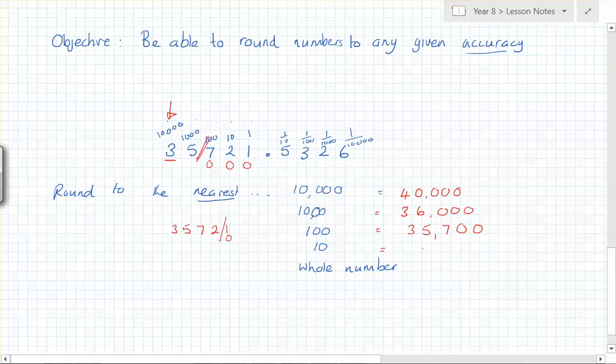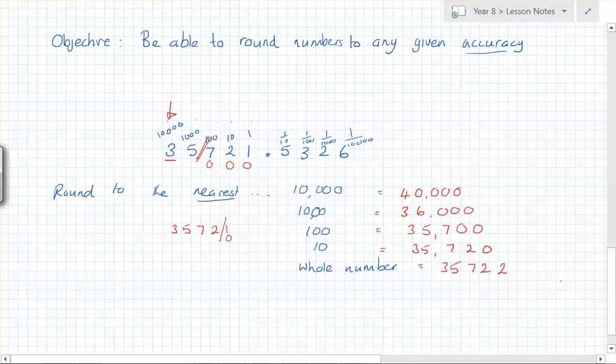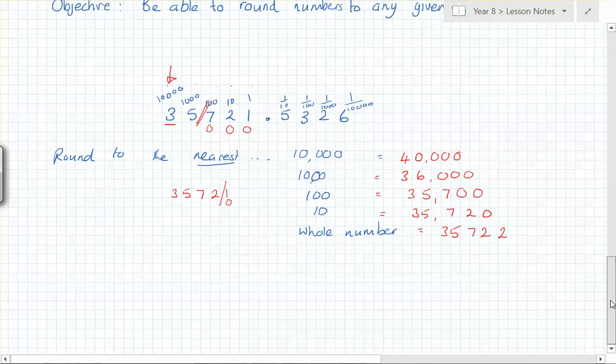Leah, the nearest 10. 35,720. 35,720. And, yeah, Ben, whole number? 35,722. Yeah, good, because we have to go into the decimals. What's your hand up for, Sushi? What do you want? We can keep on dividing in decimals too. Sorry, rounding in decimals. Well, hang on. So, yeah, don't push too far forward before we get there.